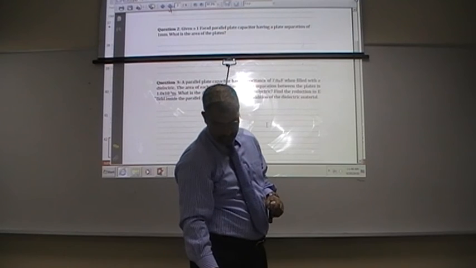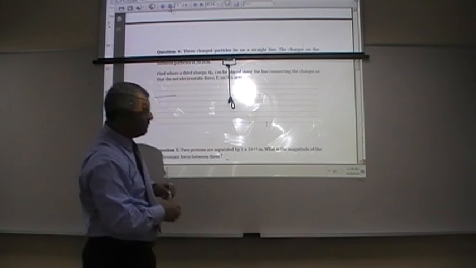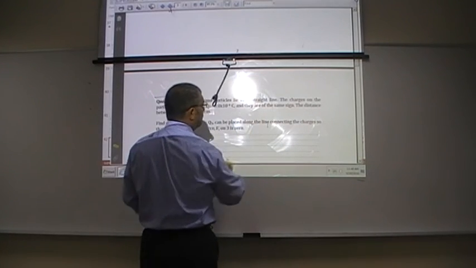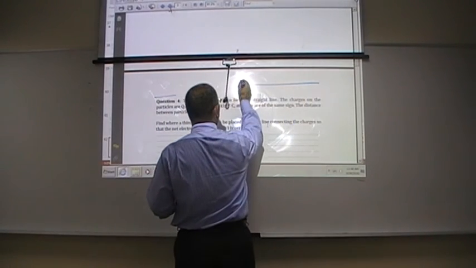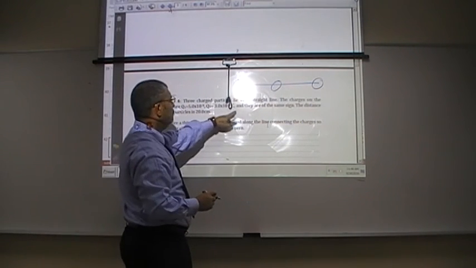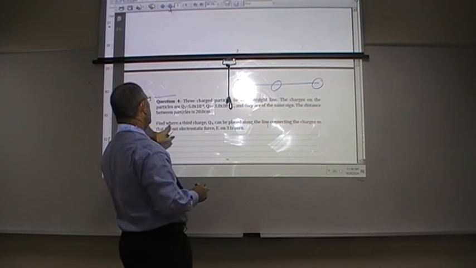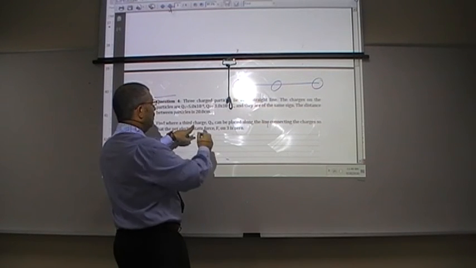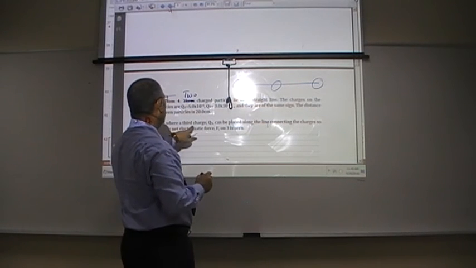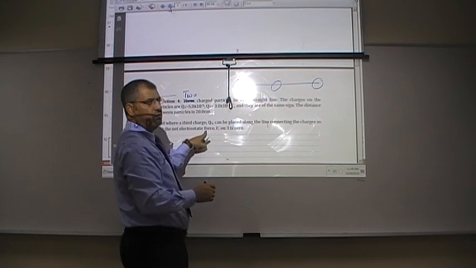What's the next question? Three charged particles lie on a straight line. So they all lie on a straight line. That's 1, that's 2, that's 3. Q1 and Q2 have the same sign. The distance between them is 20 centimeters. Find where a third charge, Q3, can be placed so that the static force is equal to 0.